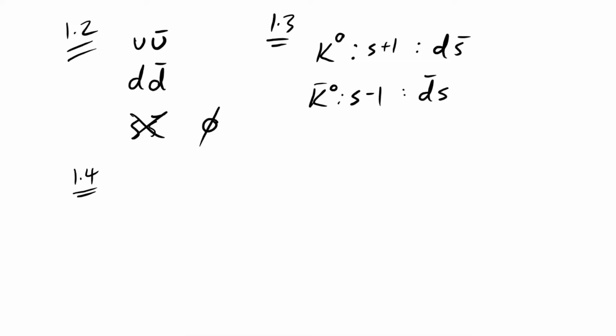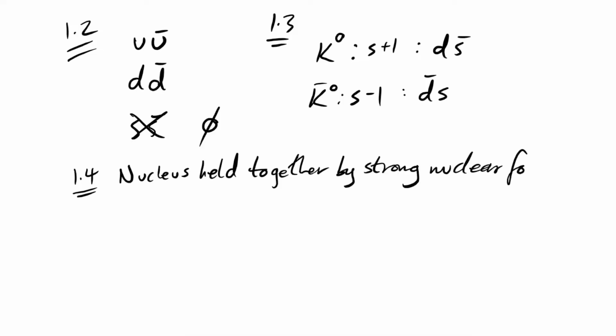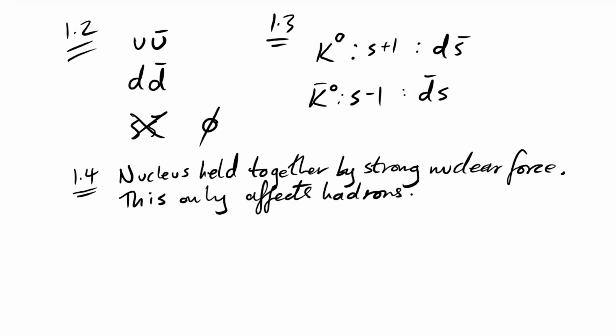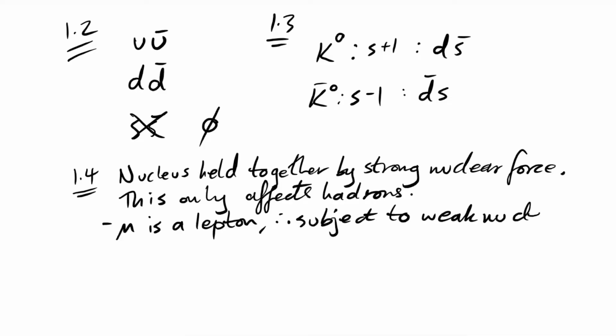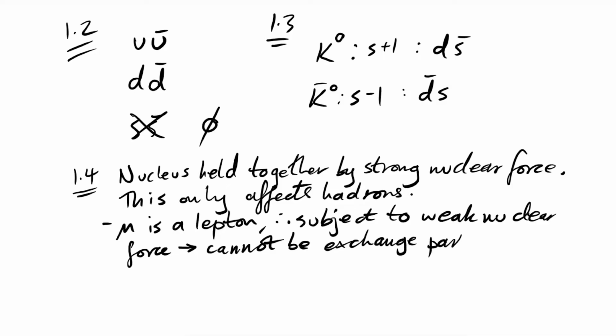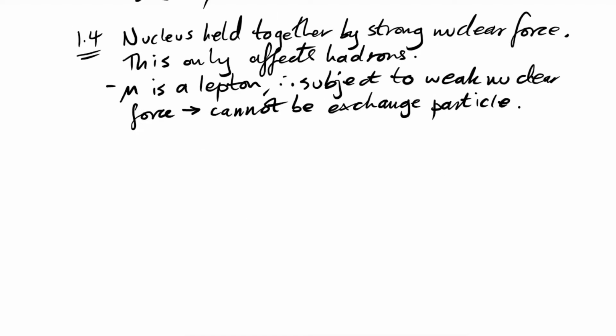Well, let's have a think. For a nucleus, well, it's held together by strong nuclear force. This only affects hadrons, so baryons and mesons. So first things first, let's get rid of the muon. It's a lepton, therefore it is subject to or affected by weak nuclear force instead. Cannot be, well, we can say the gauge boson or the exchange particle. Let's go with the exchange particle here, the thing that they haven't mentioned. Gauge boson.